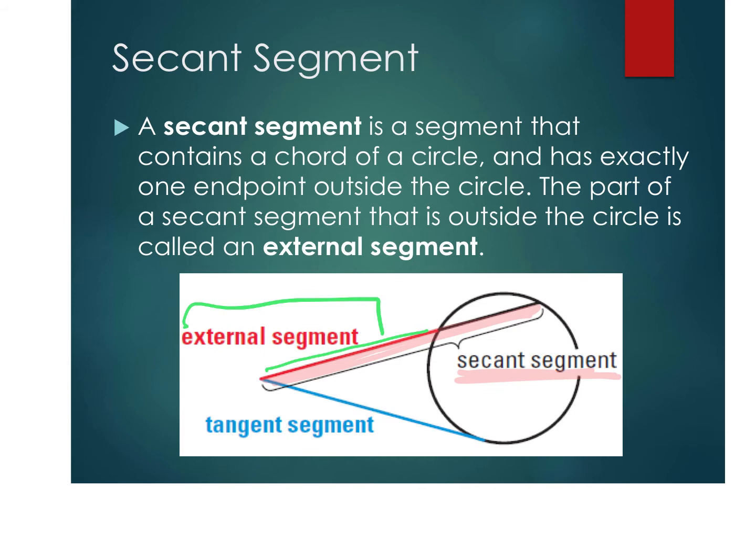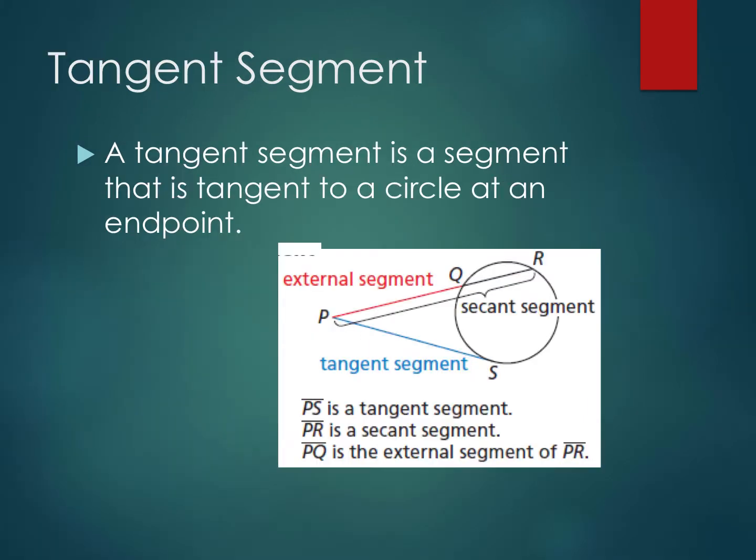On the next slide, we're going to define a tangent segment. But notice that the secant segment passes into the circle and touches the circle at 2 points. The tangent segment is only going to touch the circle at 1 point. A tangent segment is a segment that is tangent to a circle at an endpoint. So again, it's touching the circle at only 1 point. And the tangent segment in this picture is the blue.